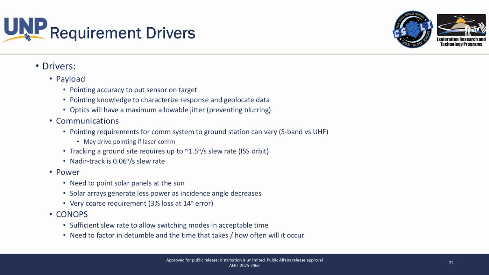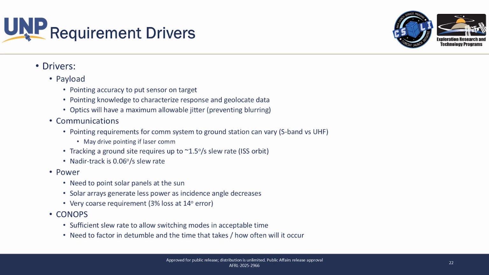Communication systems can really matter, especially if we're talking laser comm, right? UHF is very forgiving. S-band is pretty forgiving. X-band's less, Ka is less, and so on and so forth, right? So your comm system and antenna pointing requirements may drive some of this. Power. Obviously, you need to point your panels to the sun. If you have many panels on your spacecraft, those requirements may be much looser, or they may be fairly strict.